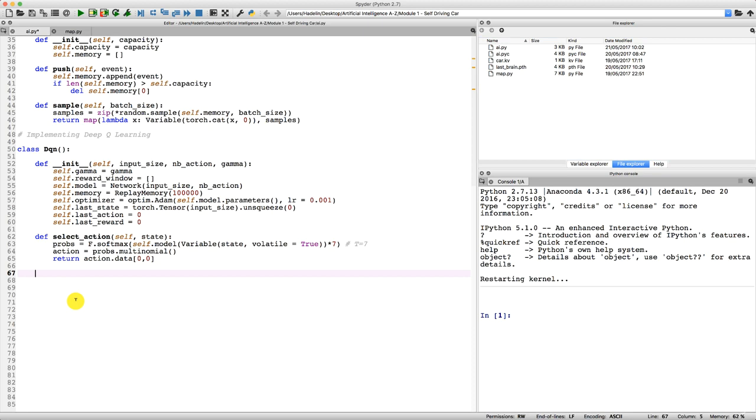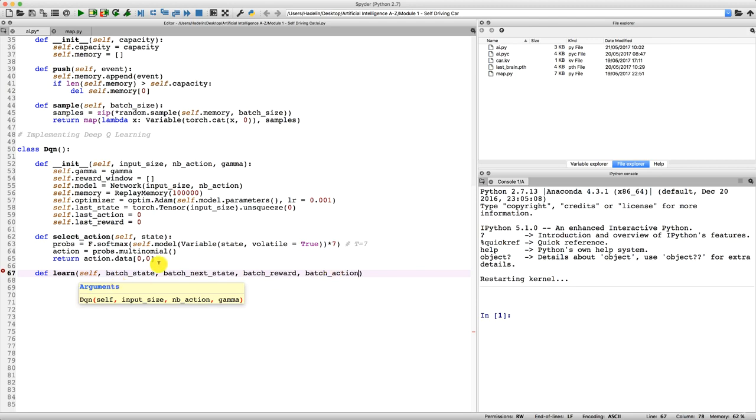For those of you coming from the deep learning course, this will be kid stuff, but for the others, don't worry, I'm going to explain that again. So we're going to call this new function learn, and this learn function is going to take several arguments. First, self, of course, which will refer to the object of the DQN class. Then we're going to take our batch state for the current state, then our batch next state, then our batch reward, and finally our batch action.